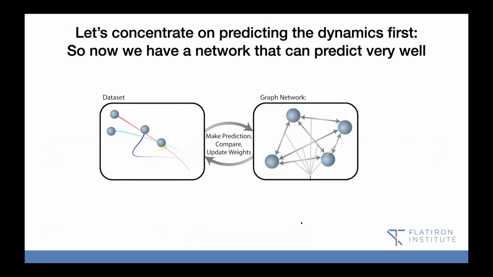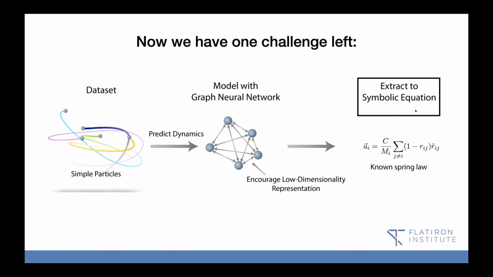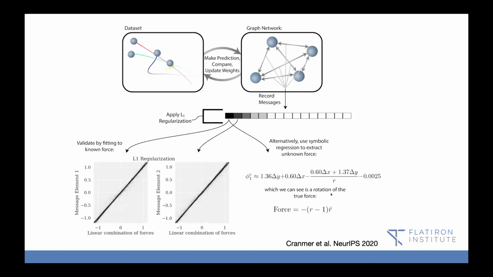So now let's concentrate on the fact that we have predicted dynamics very well. We want to make sure we can extract the symbolic equation. So I mentioned earlier that we want to encourage a low-dimensionality representation right here so that we can extract the force laws. It can be any laws. It could be the molecular dynamics you don't know about.